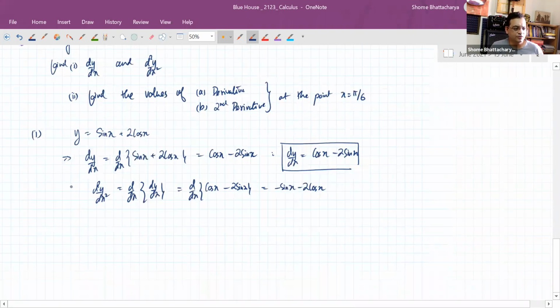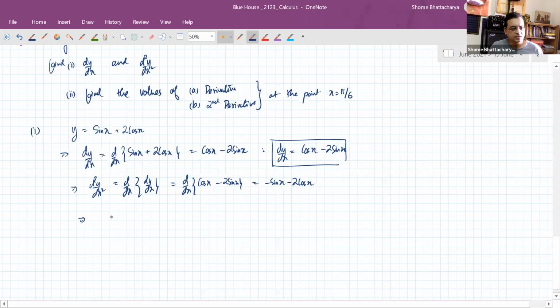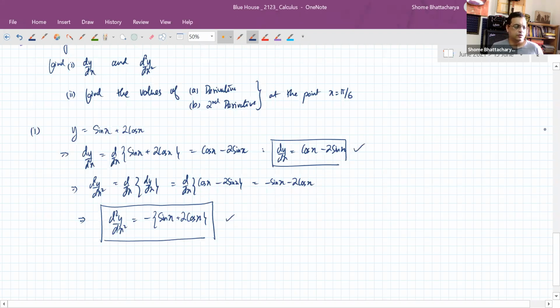Some of you might have got the algebraic signs a little bit mixed up. Just make sure that you're clear with this. If I take the minus sign common, you can see I get this. So this is the answer to the first part, derivative and second derivative.